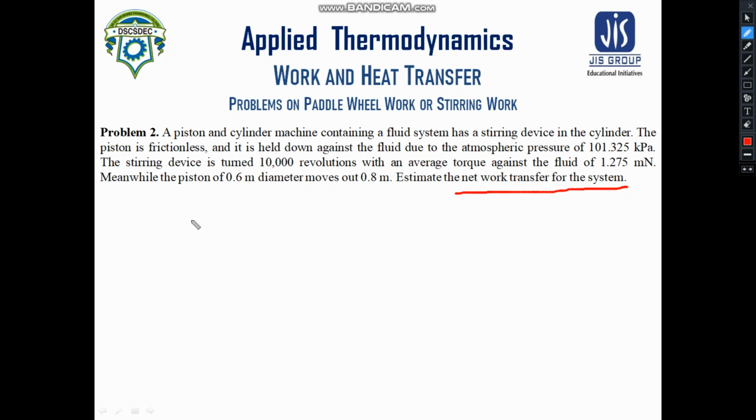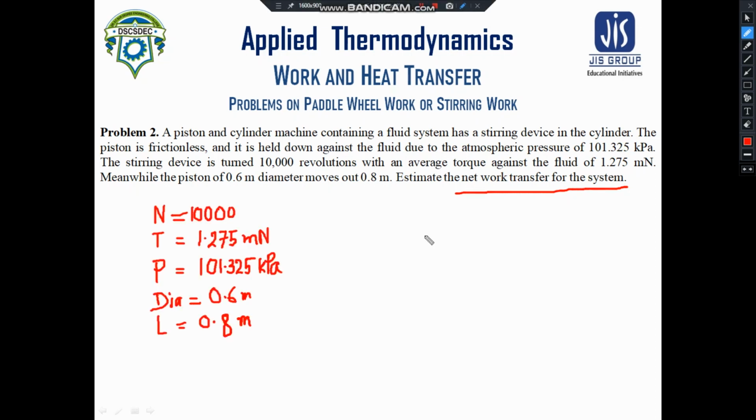So let us find out what is the work done by the stirring device. Once again I am saying the work done by the stirring device for the fluid system will be considered negative. So better to write work done by the stirring device on the fluid system and work done by the fluid system on the piston. So let us just write down all the information available here, and then we shall proceed on to the problem.